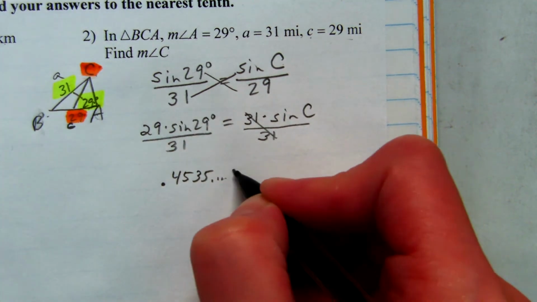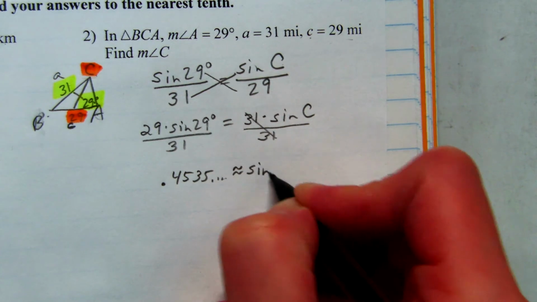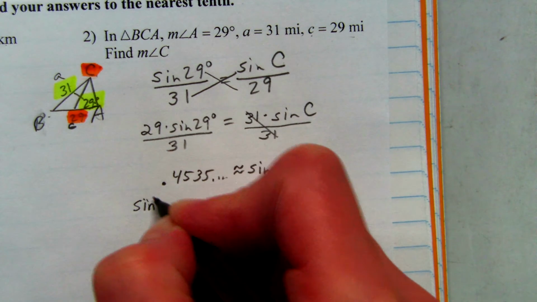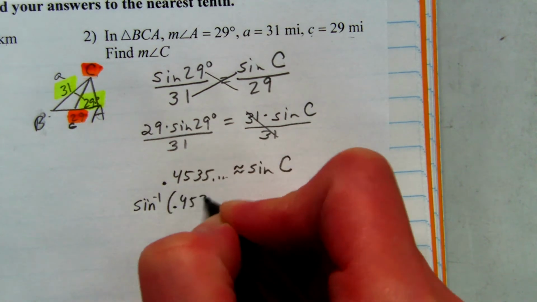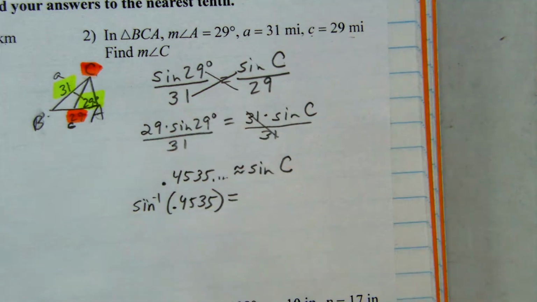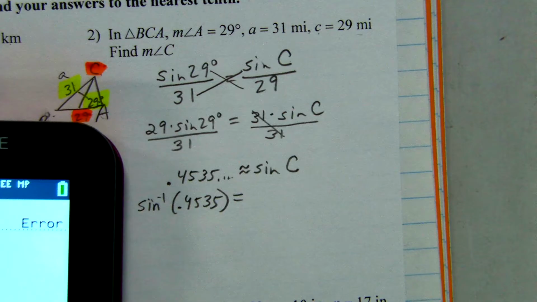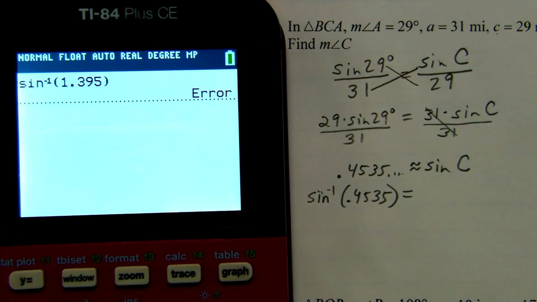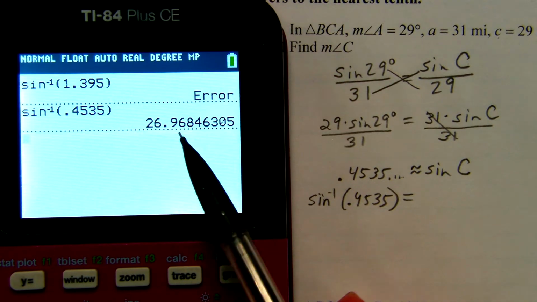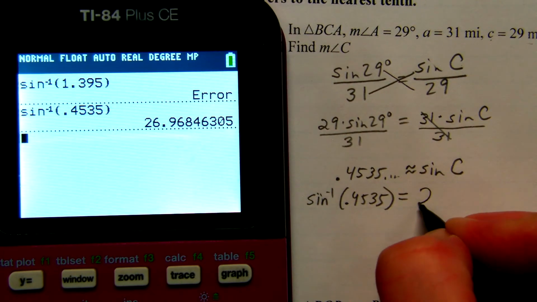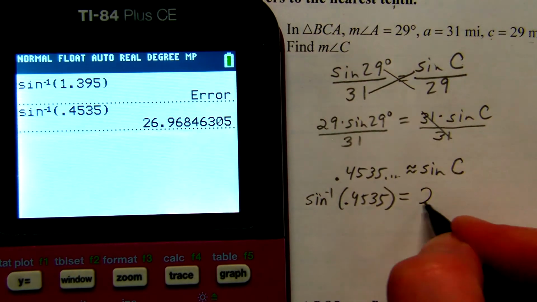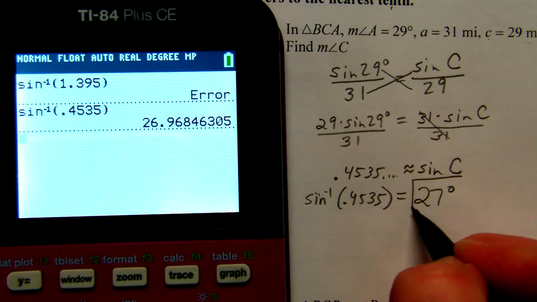So you could just keep that number on your calculator. It's approximately equal to sine of C. And then to figure out what the angle is, we can do inverse sine. So inverse sine of 0.4535. We actually get an answer. So we're going to do inverse sine of 0.4535. We get 26.96. I'm going to go ahead and just round that off. It says nearest tenth in the directions up here, but that's just going to round up to 27 anyway. So we'll just say 27 degrees.